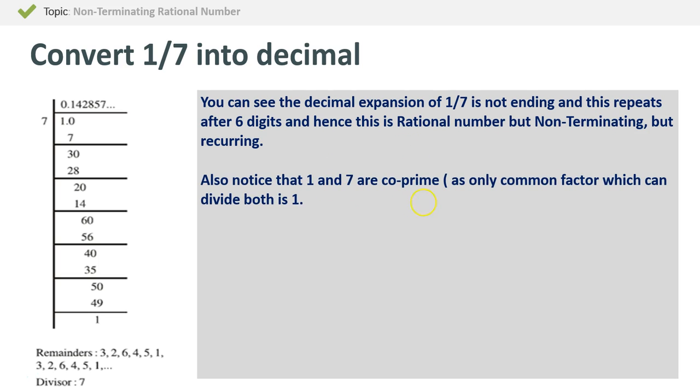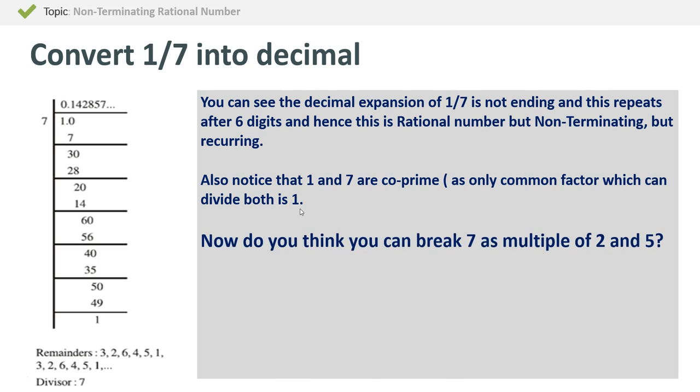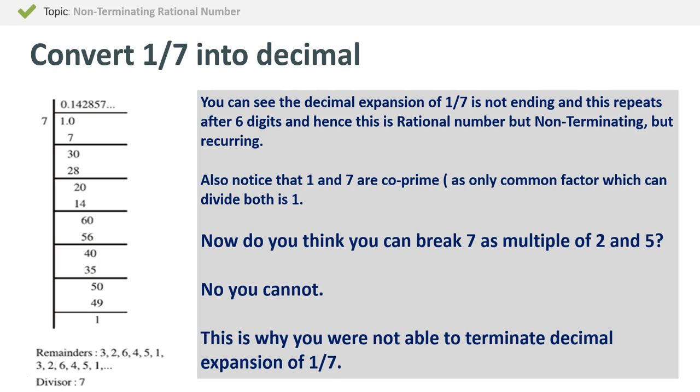Also notice that 1 and 7 are co-prime, and hence the only common factor between them is 1. Now, do you think you can break 7 as a multiple of 2 and 5? 7 is a prime number. You cannot further break it down into any prime factors. So you cannot. This is why you were not able to terminate the decimal expansion of 1 by 7.